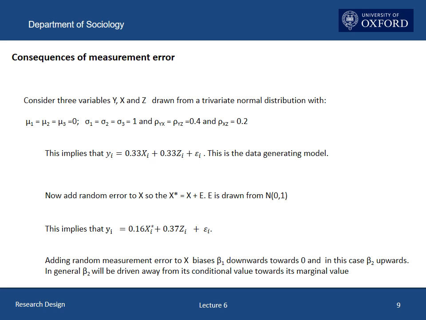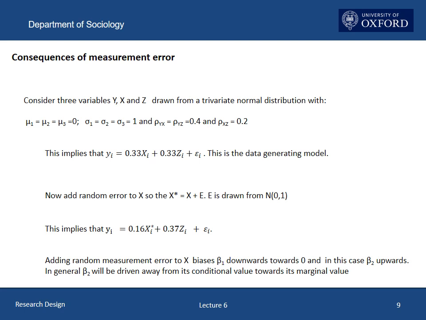Now consider a slightly more complicated scenario. Instead of a simple bivariate regression, what happens if we have more than one predictor variable, and one of those predictors is contaminated with random measurement error? So in this setup, we will have two predictor variables, x and z, and only one of them, actually in this case the x variable, we're going to add to it some random measurement error.